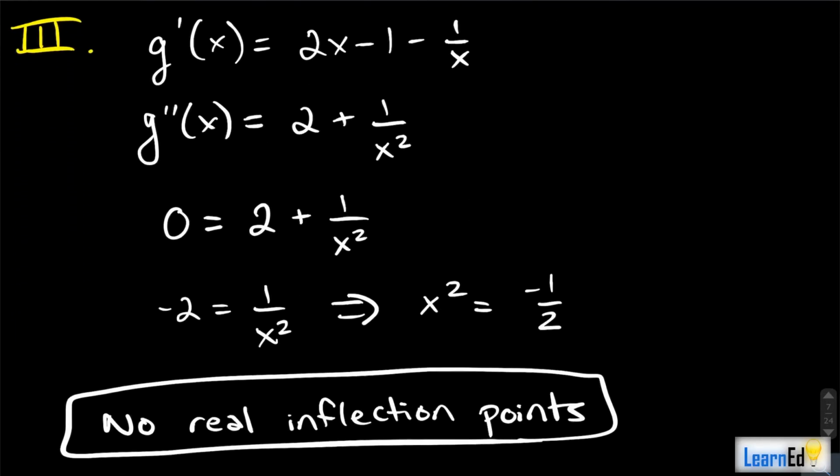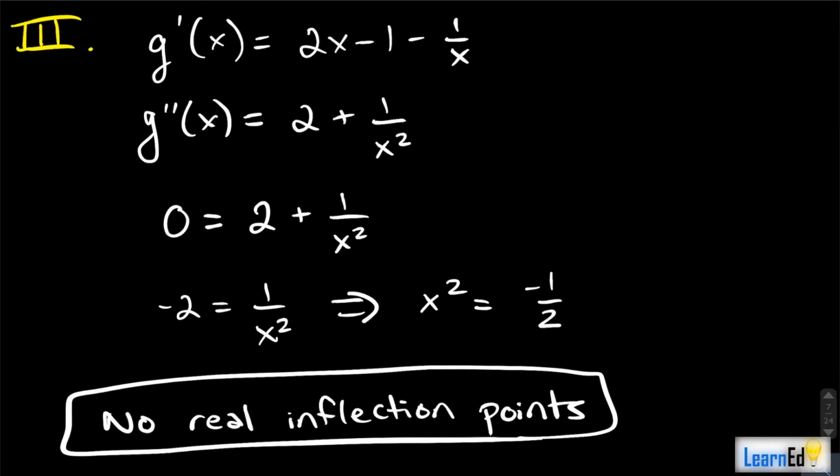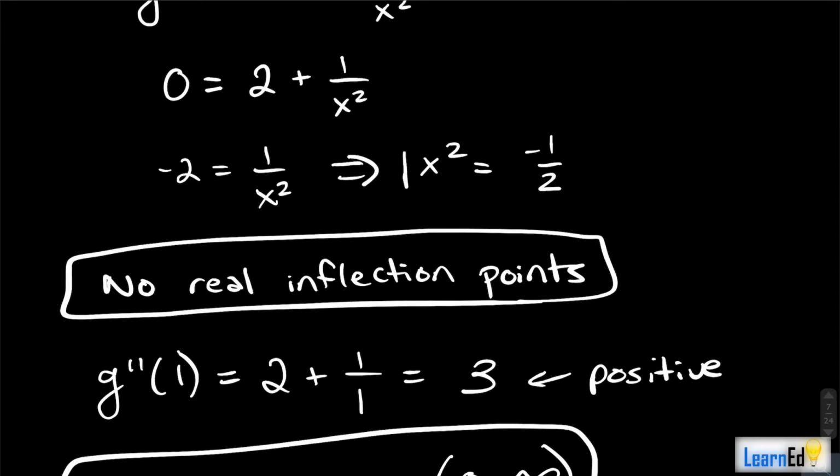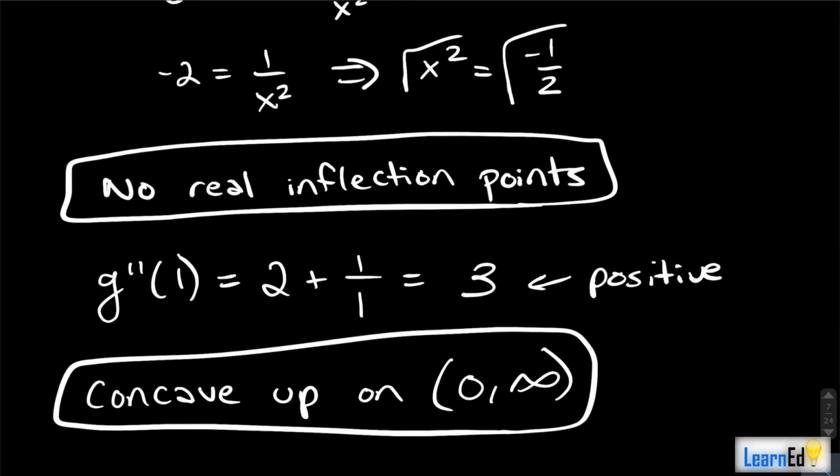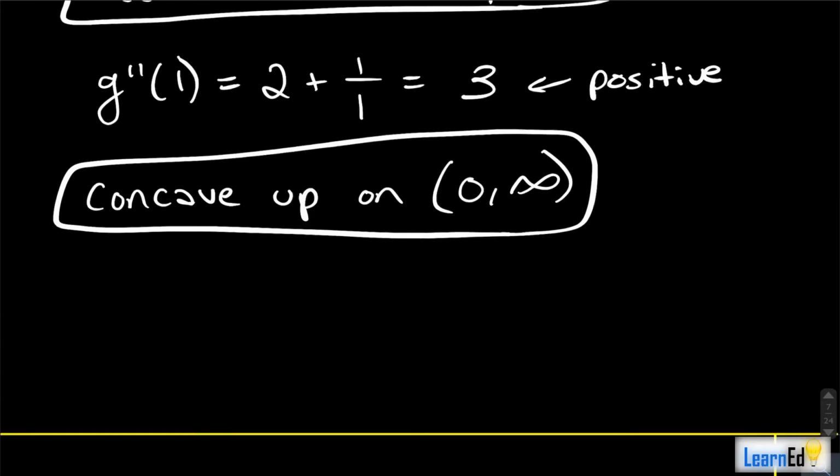And for number 3, we took another derivative and set it equal to 0 to find our inflection points. We found that, since when we square root both sides here, we'll be taking the square root of a negative number, that there are no real inflection points. And so our concavity was either concave up or concave down. Here we know that it was concave up because we plugged in one of our x values that was on the interval. We found it to be positive. There we go. We have concave up.